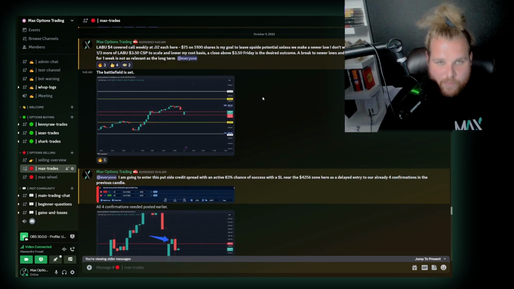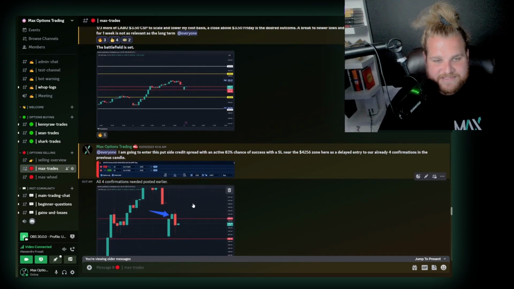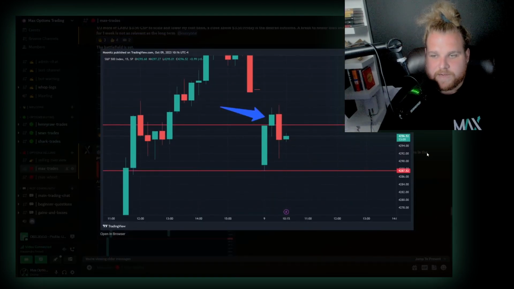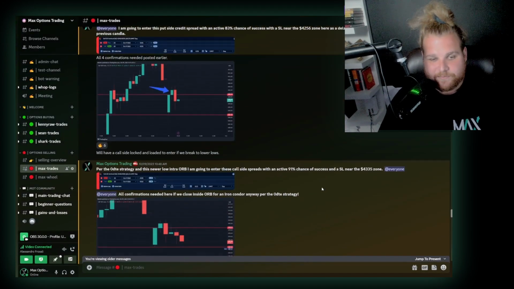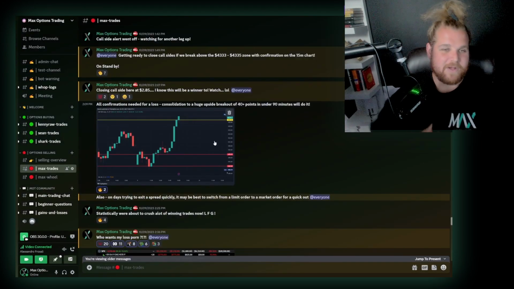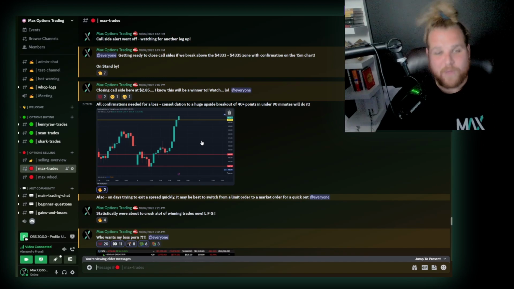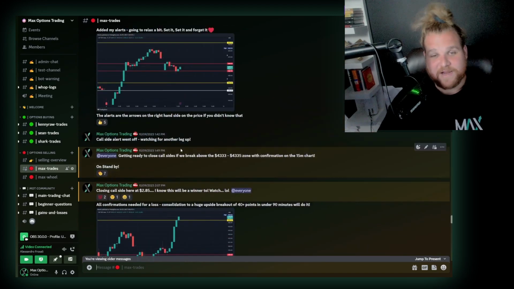Covered calls, little LABU update. All right, so you could see that we entered put sides. We had all four confirmations there, but then it instantly reversed. This is the big moment. So here's the moment you've all been waiting for. This is the fucking loss.